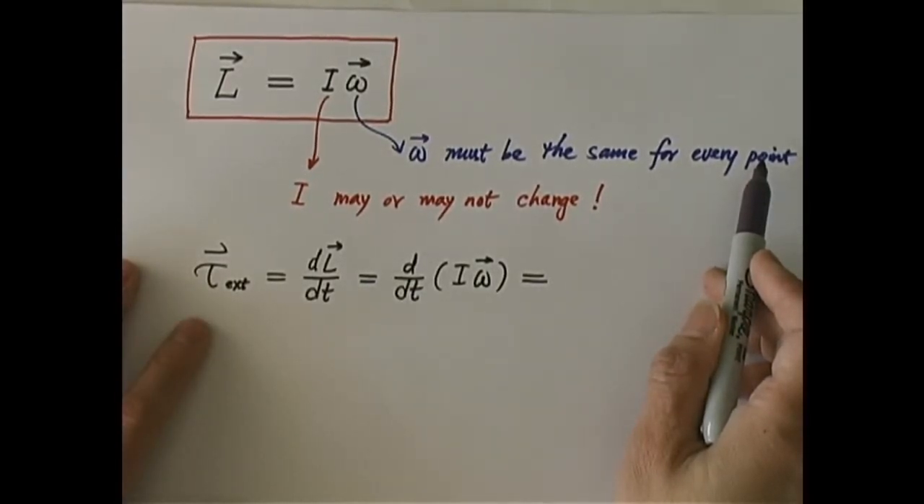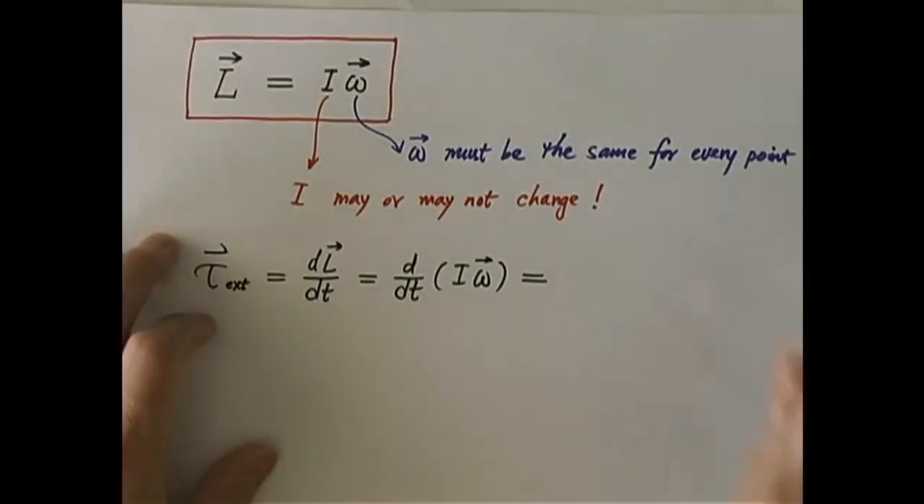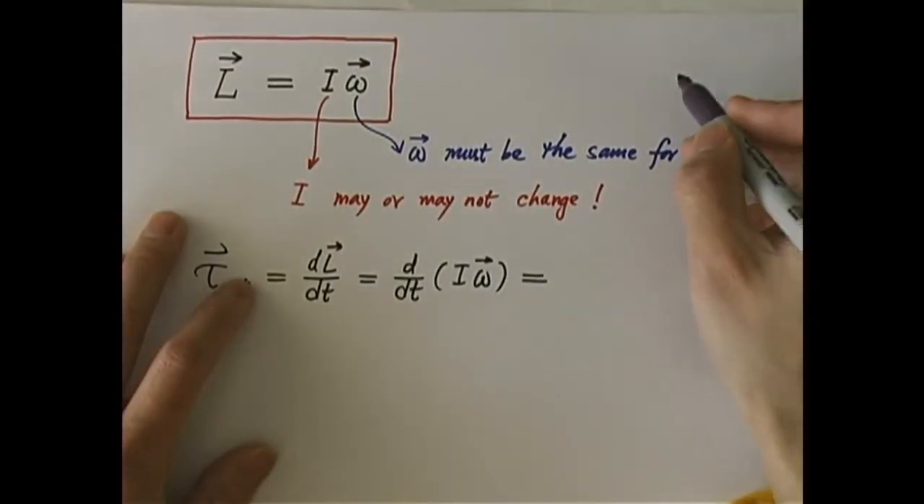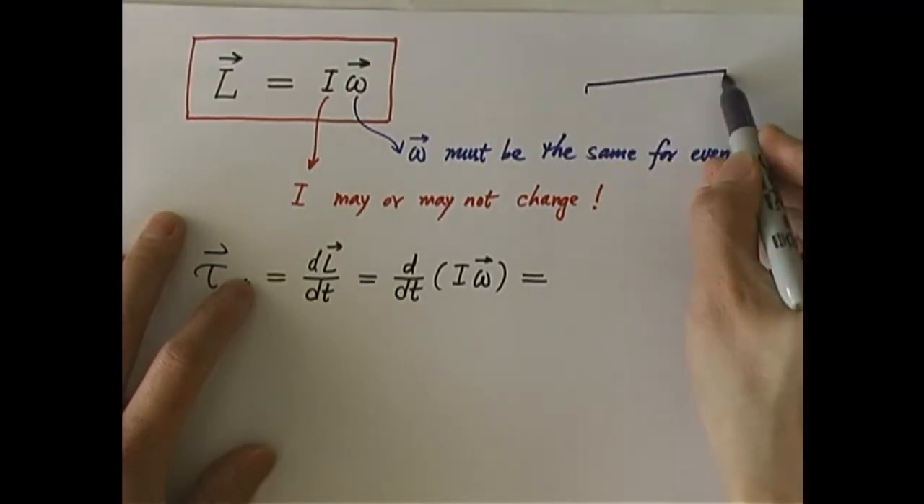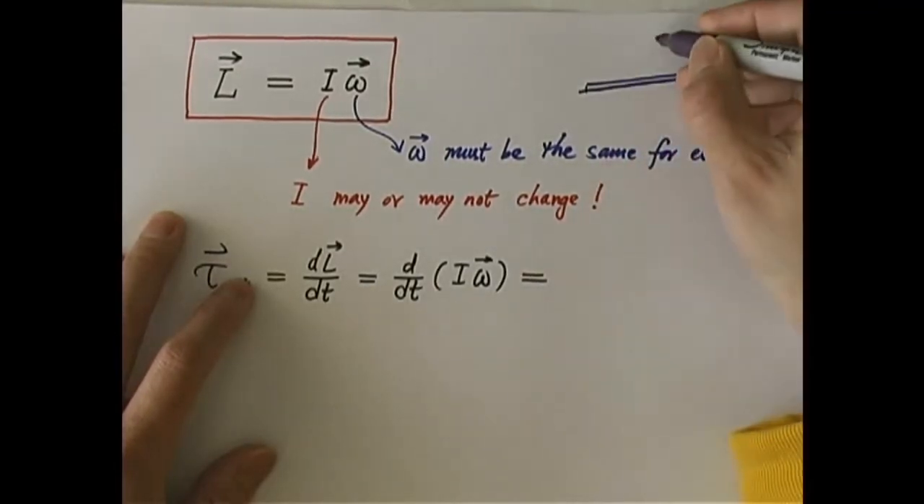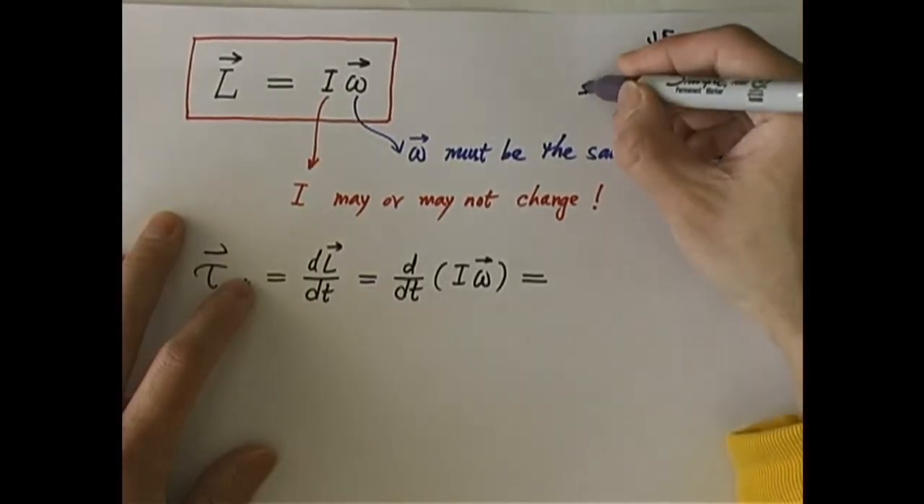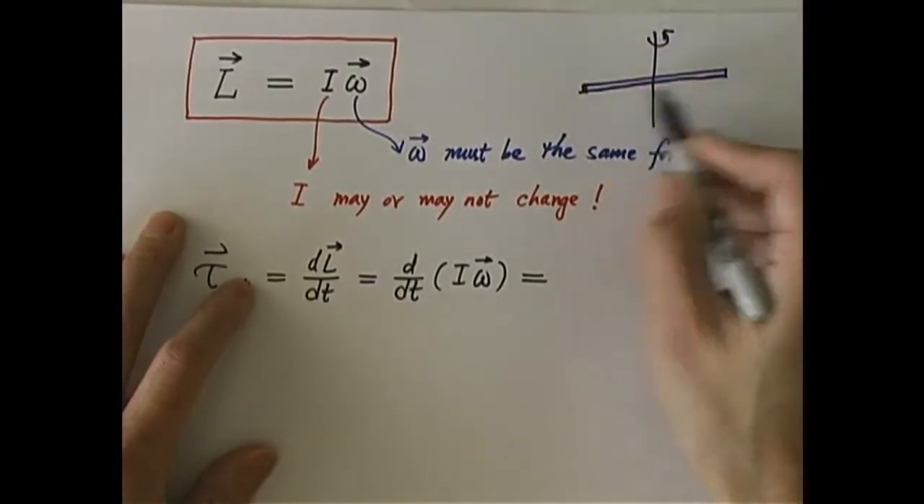Is it possible that the object may not be rigid, yet omega is still the same for every piece on that object? Yes, it is still possible. For example, if you look at a ruler, let's say I have a ruler. I set this ruler into rotation. The ruler is a rigid object. Of course, every point has the same omega.